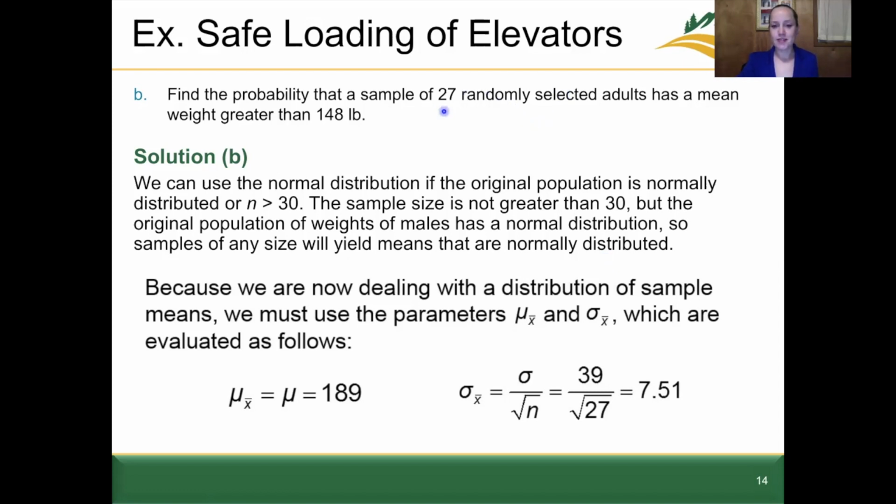And in order to answer a unique question like this, one we haven't seen before, the probability that a sample of 27 randomly selected adults has a mean weight greater than 148 pounds, we haven't really dealt with a question like that before. Normally, we're just considering one randomly selected adult. Okay, so just to clarify so far for part B, we wanted to find the mean sub x bar and the standard deviation sub x bar. We did that by taking the population mean itself, and we also need to take into account the number of trials n, so 27 adults. Now let's solve this and talk about how we use Excel.